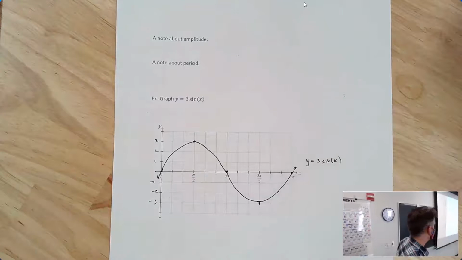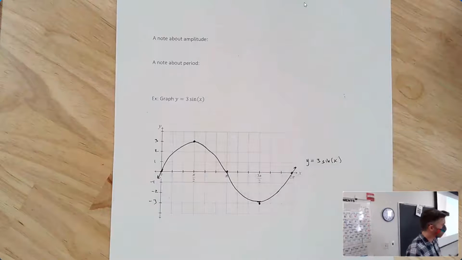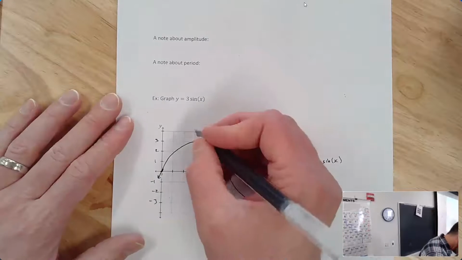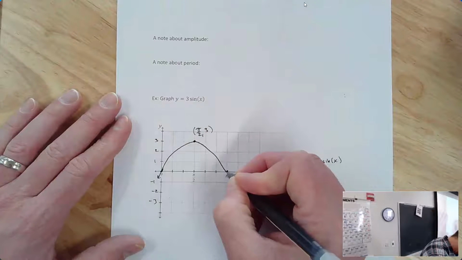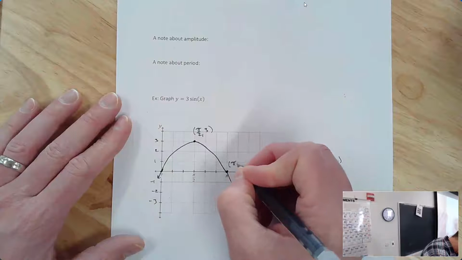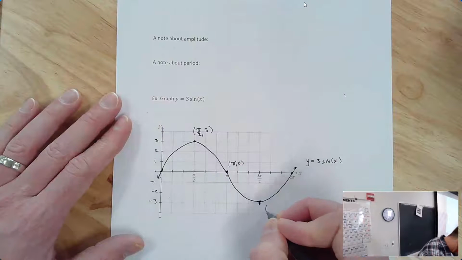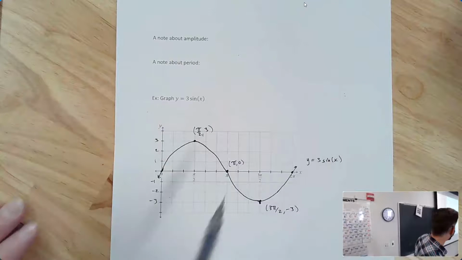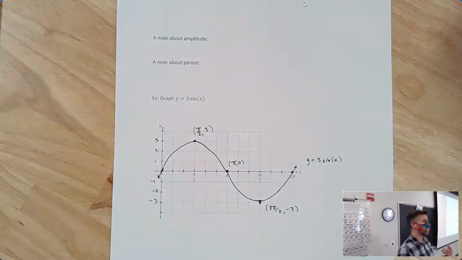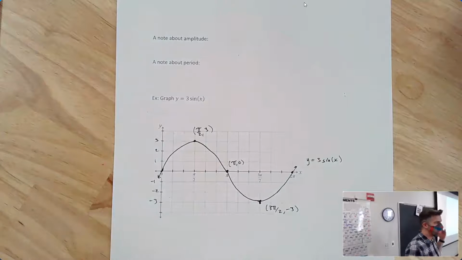If you feel like your graph maybe doesn't look so hot, which I'm certainly guilty of plenty of times, you can label your points. You can say, well, that's pi over 2 comma 3. That's pretty obviously pi comma 0, but you could label it. And that's 3 pi over 2 comma -3. Just so everyone knows, okay, their graph might not look excellent, but they obviously know what's going on because they know what the important points of the graph are.